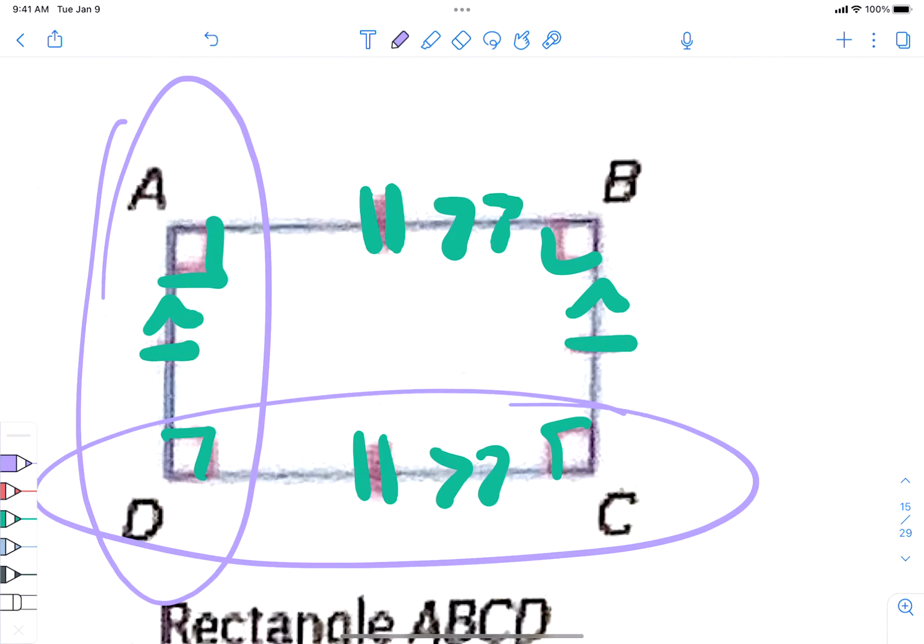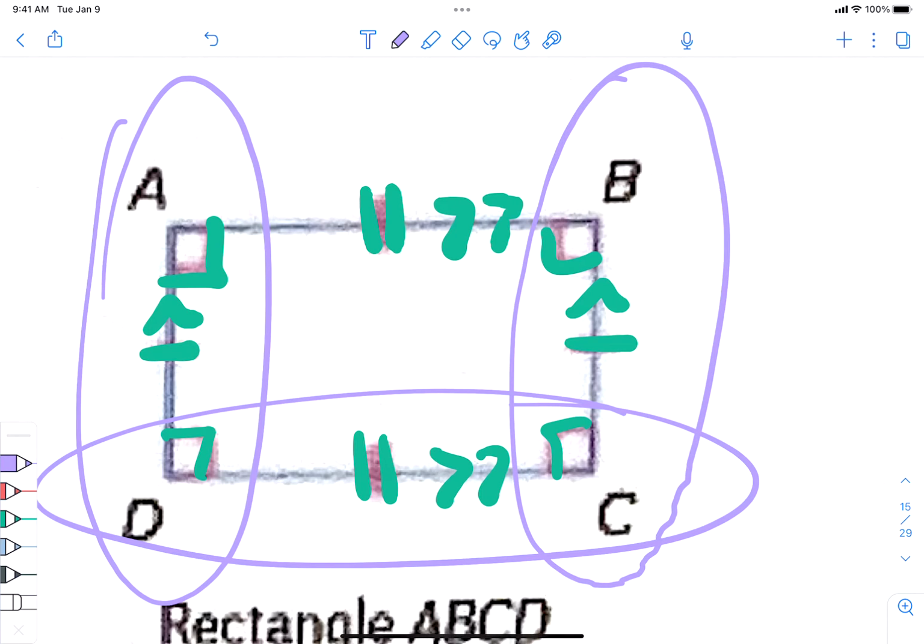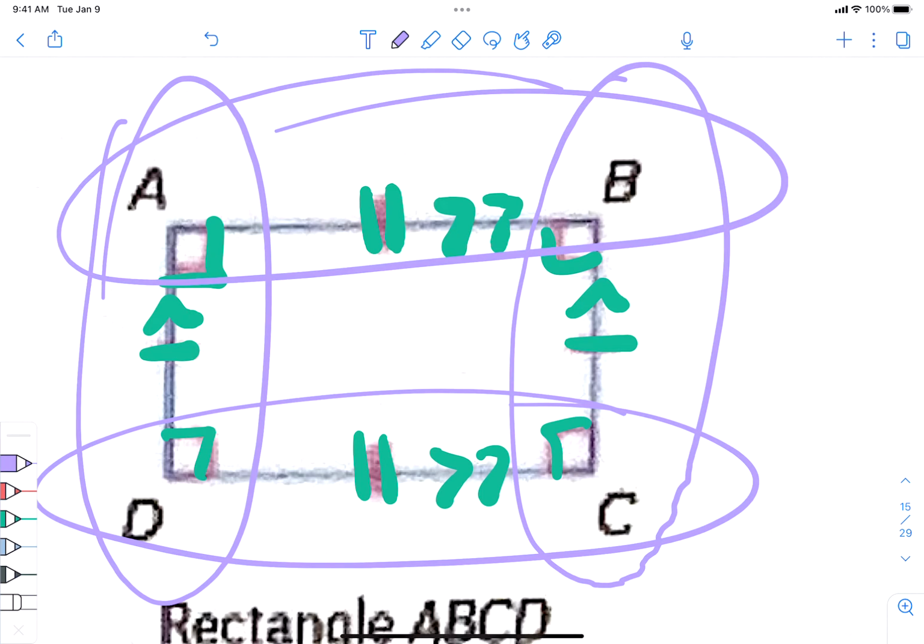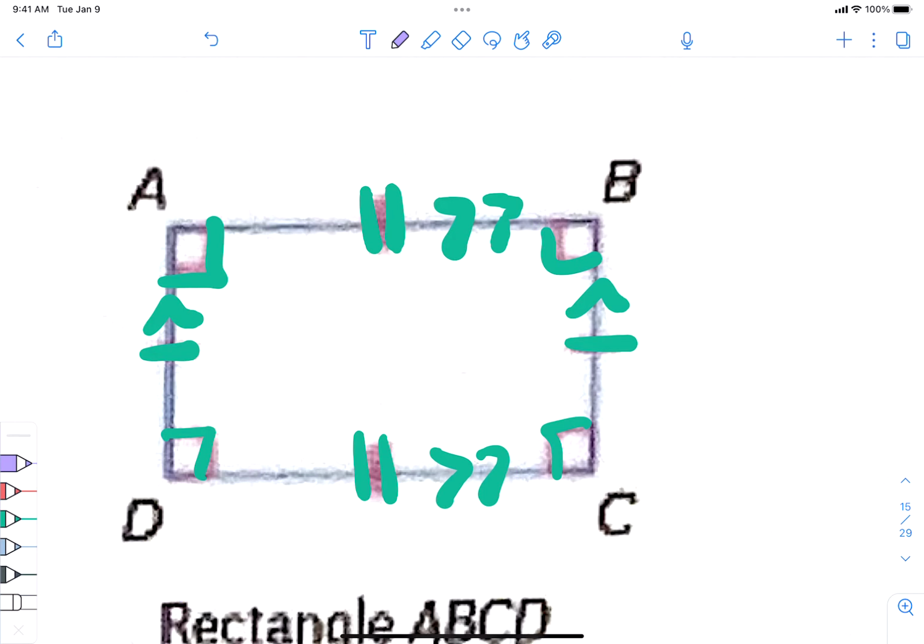These two are also consecutive. These two are also consecutive. These two are also consecutive. So regardless of which consecutive pair you look at, they're all equal to 180. Okay, I'm going to get rid of those markings.